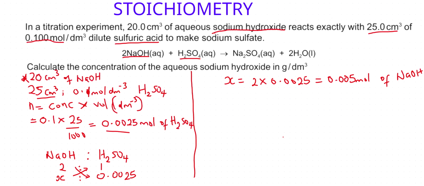So the formula for calculating concentration in mol/dm³: concentration is equal to number of moles divided by the volume in dm³. The number of moles that we have is this. So we're given 0.005 for that.